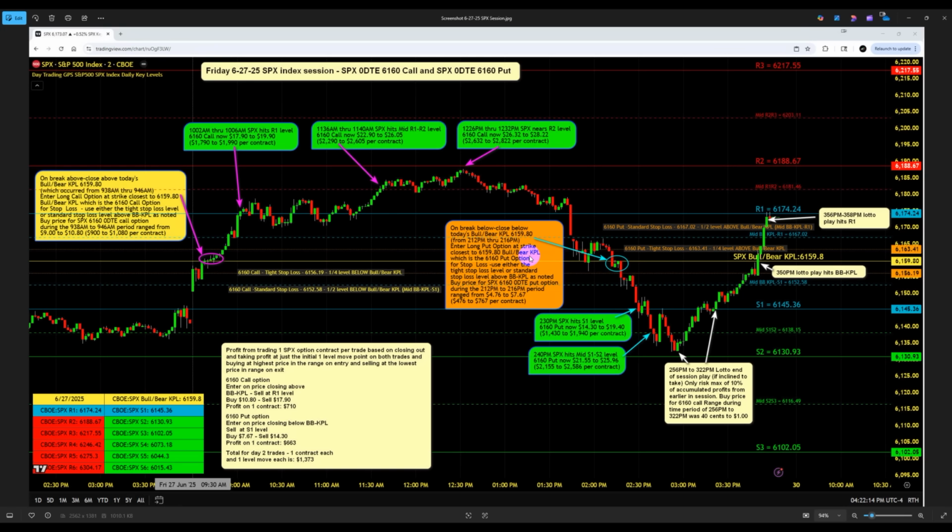Okay, so what we have here is a chart of the SPX CBOE main index, and this is a 2-minute chart for the Friday, June 27, 2025 SPX index session. We're also going to be looking later at the thinkorswim charts for both the call option used here and the put option used here.